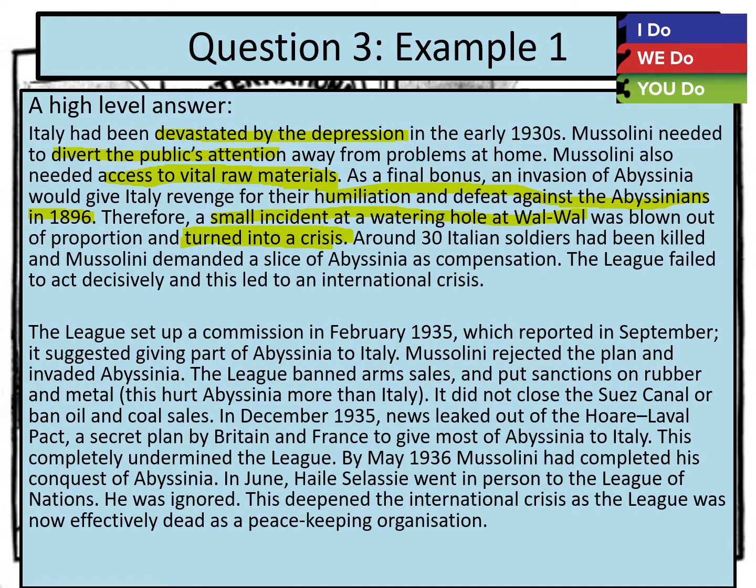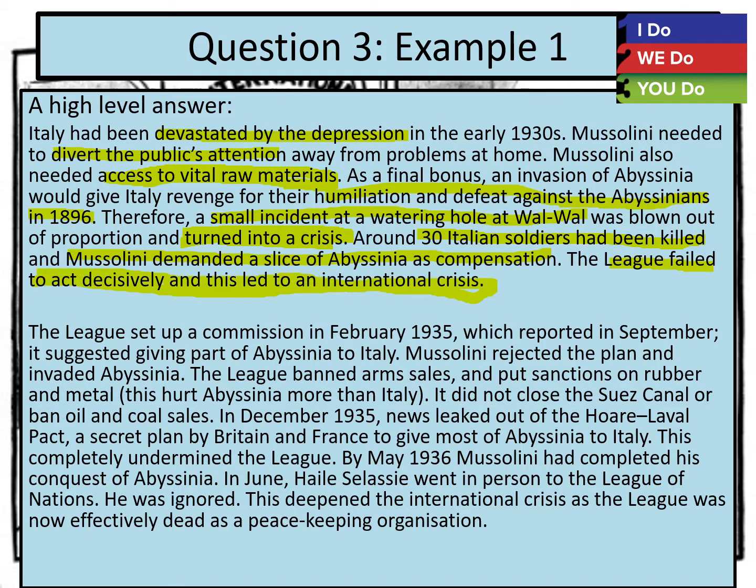So going back to the question, we're looking at a crisis developing. We've seen why it happened, why Mussolini took the actions he did, and then we're seeing why it's turning into a crisis. Around 30 Italian soldiers had been killed, and Mussolini demanded a slice of Abyssinia as compensation. So again, we can see how the incident is beginning to get blown out of proportion. The League failed to act decisively, and this led to an international crisis.